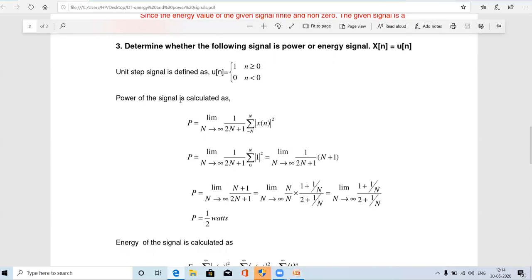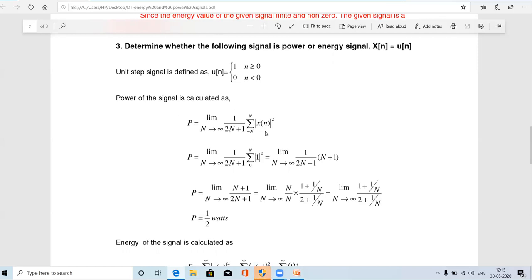And the power of the discrete signal is calculated as power P equal to, what is the formula for the discrete time signal? This is important. First, you should understand whether the given problem is a continuous time signal or a discrete time signal. If it is continuous time, we use the integration formula. If it is a discrete signal, we use the summation formula. That is the important thing. If you choose the integration formula, the entire answer will be wrong. So the power formula is limit n tends to infinity, 1 by 2n plus 1, summation from minus n to n, x of n the whole squared. This is the power formula.